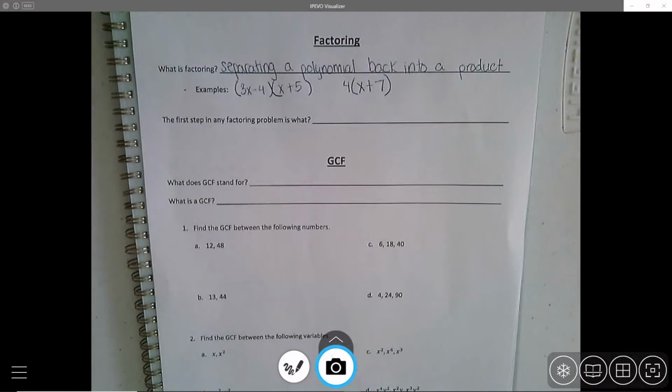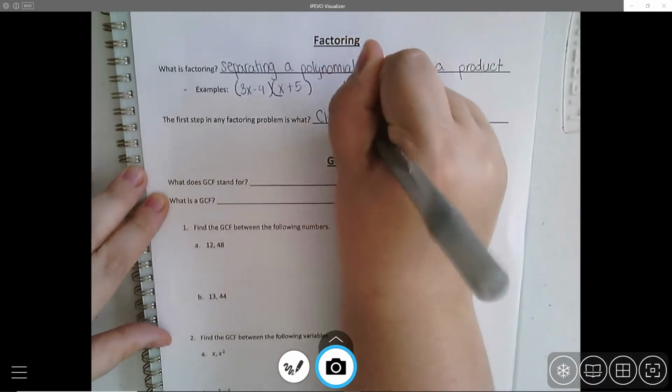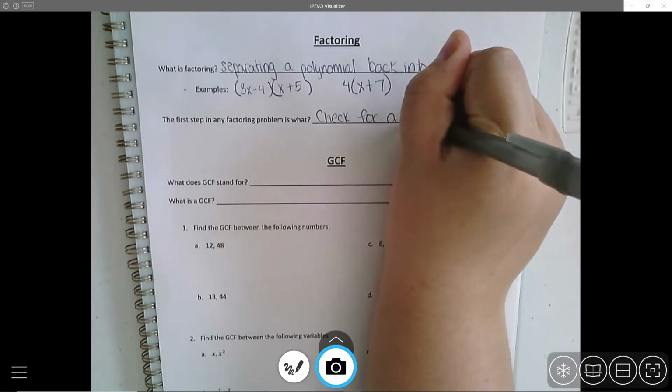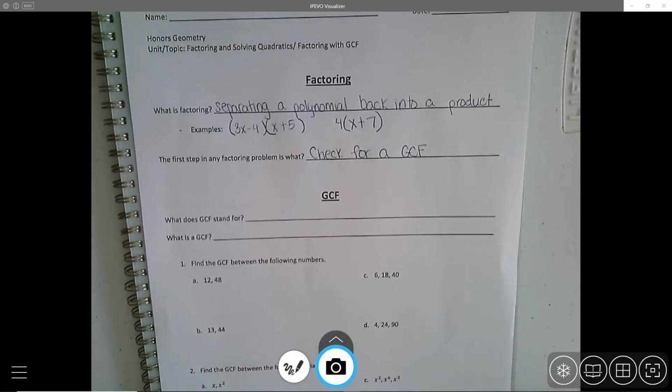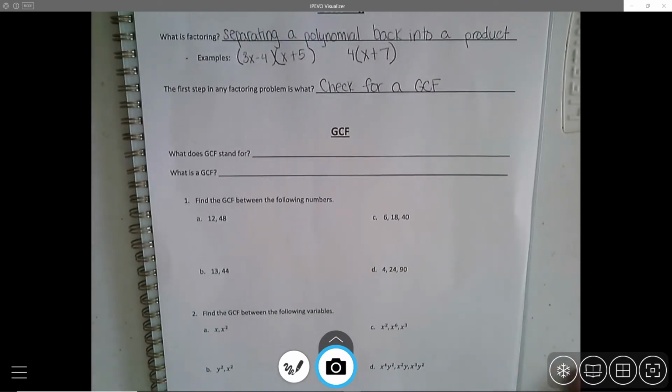There's some examples. So now, when we get into factoring, we talk about how there is a process. In every factoring problem, no matter what we look at, we'll all start with the same first step, which is to check for a GCF. And you're going to notice up at the top, if I brought this out, we're factoring with a GCF. That's our main topic here for today.